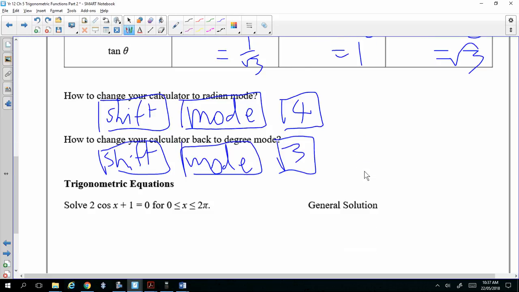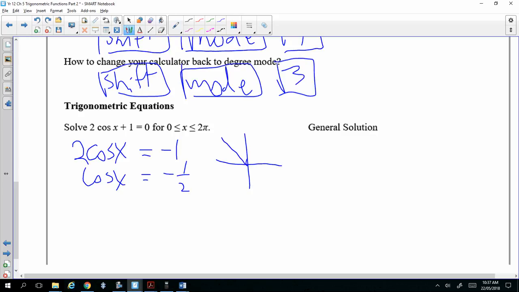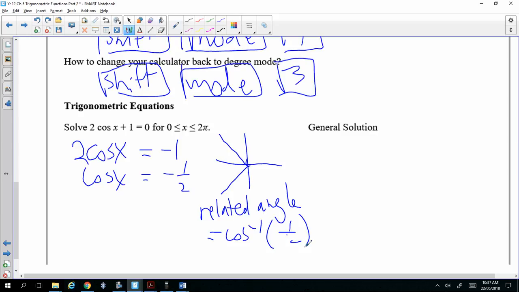So there's an example for you to try. So you just move the x to the other side, 1 to the other side. Divide by 2, you get negative half. You look at which quadrant it is in. It's negative in the second and the third quadrant. Then you find the related angle, which you can do shift cos of positive half. Never do negative, just do positive half.